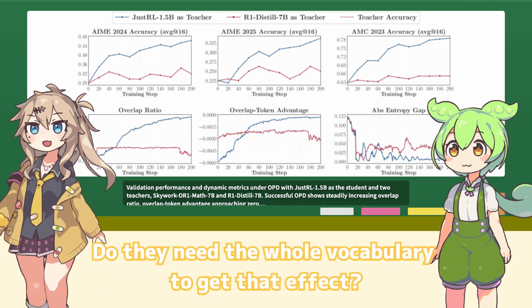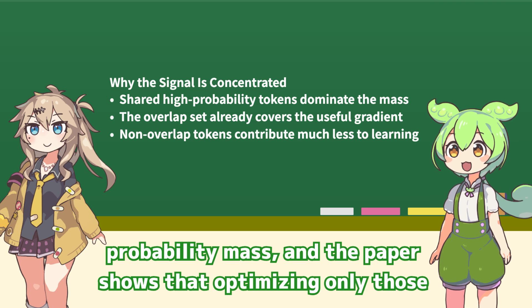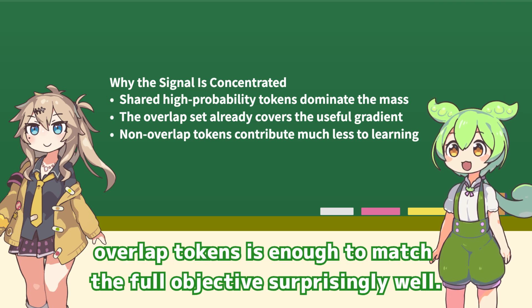Do they need the whole vocabulary to get that effect? Not really. A small shared token set already carries most of the probability mass. And the paper shows that optimizing only those overlap tokens is enough to match the full objective surprisingly well.